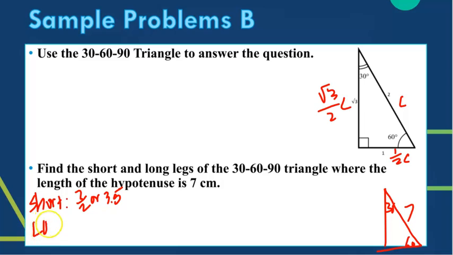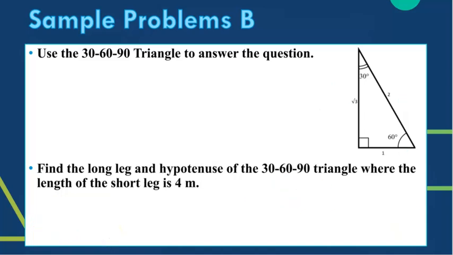And then the long leg is going to be the square root of 3 divided by 2 times the hypotenuse. So I have the square root of 3 over 2 times 7. So that's going to give us 7 square root of 3 divided by 2.